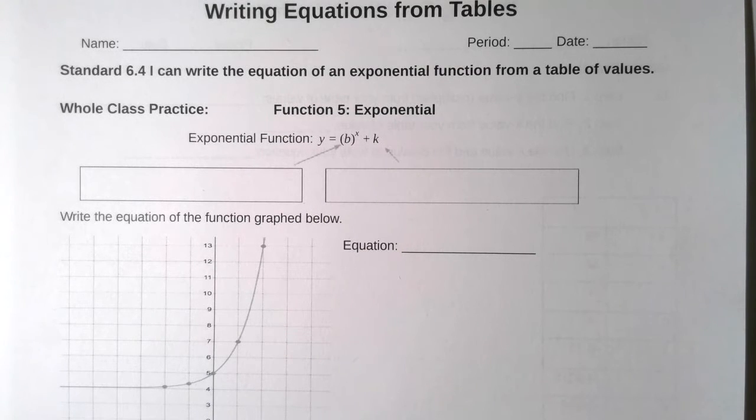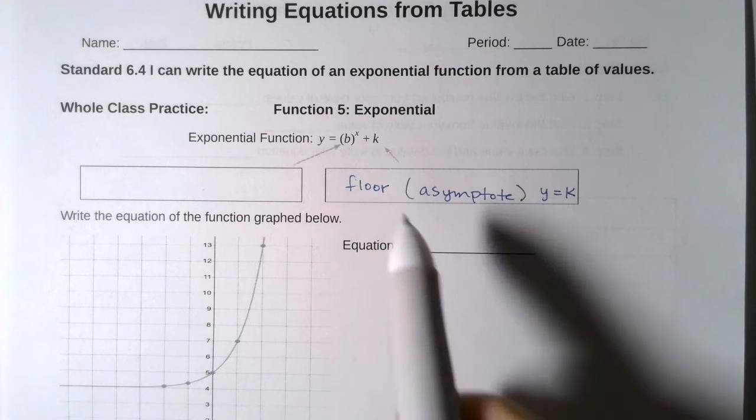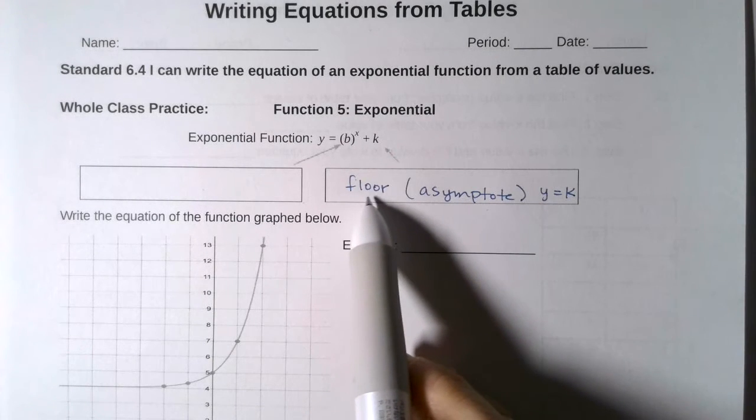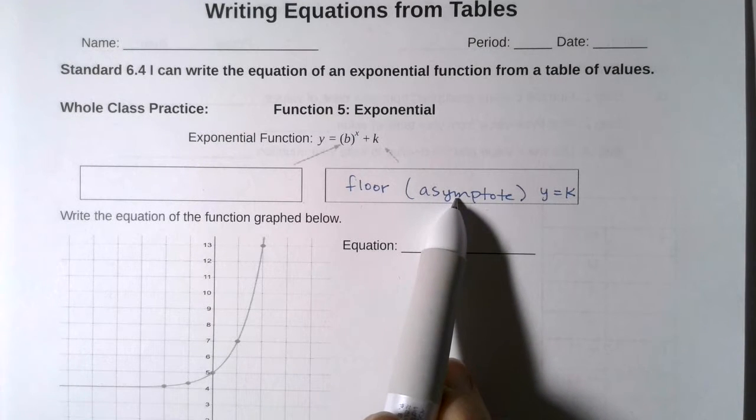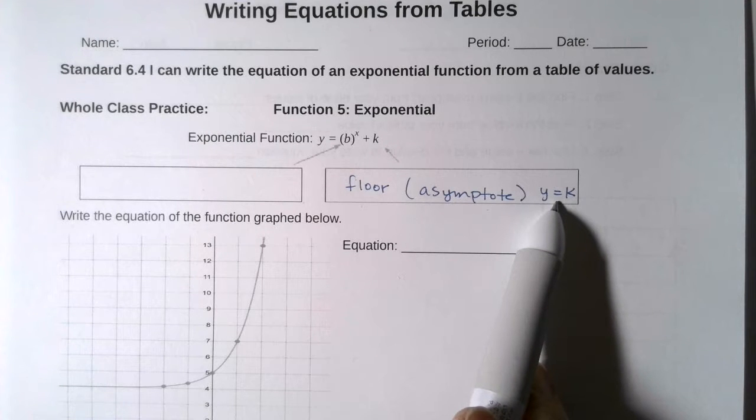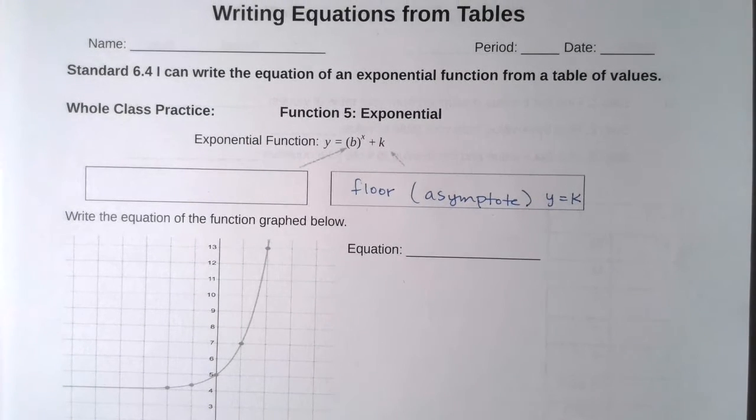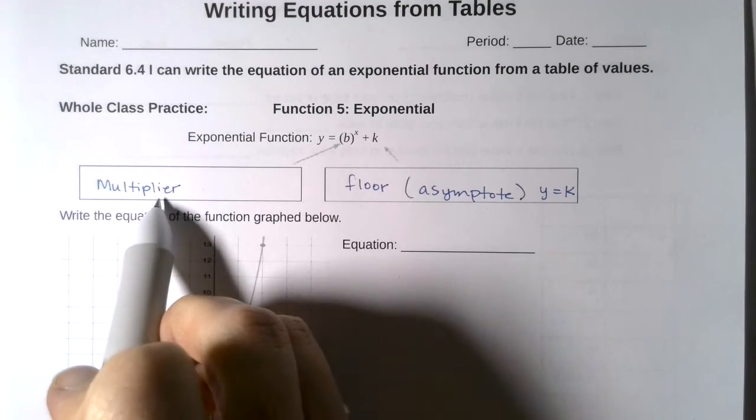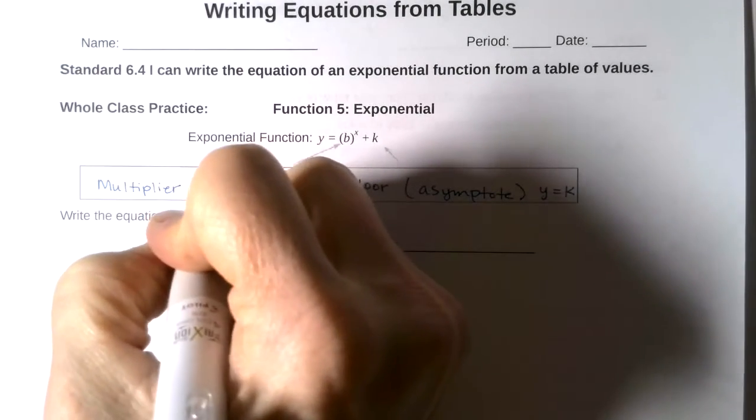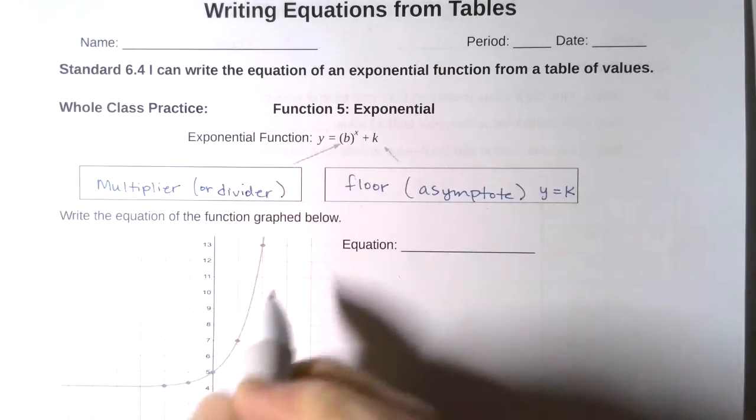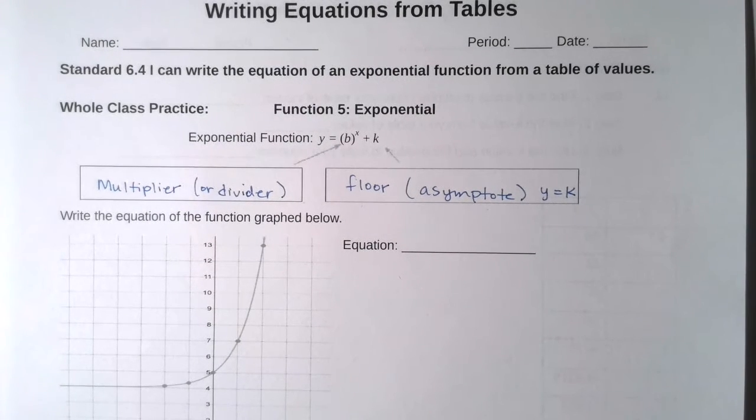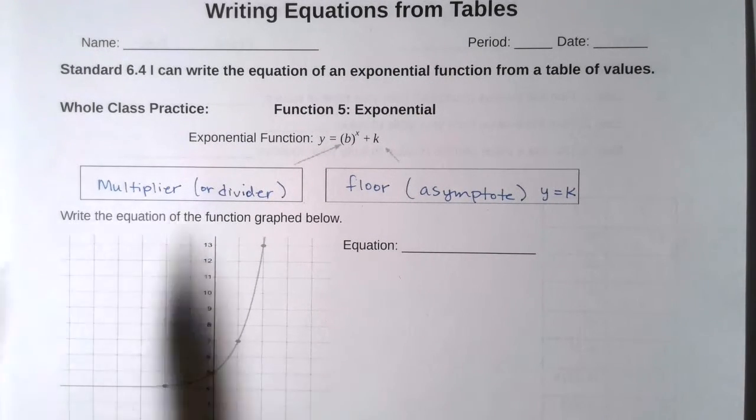So write down what those values represent. What does your b represent? What does your k represent? So we recall that k is the floor. It tells us where the bottom of our graph is going to be right here. That is also called an asymptote, and that floor is found at y equals k. Our b value is our multiplier, and we can also think of that as a divider, because if we have a graph that's going downhill, you're dividing as you go through, but we've been talking about it as a multiplier.